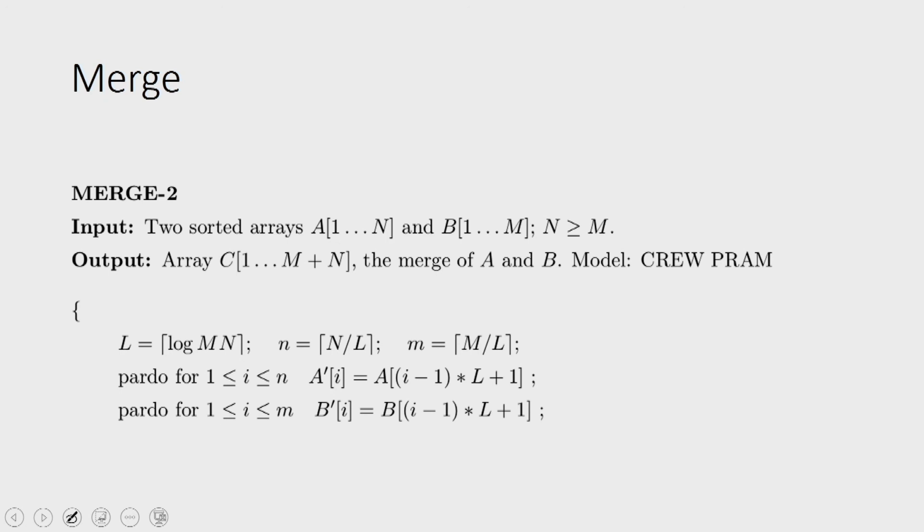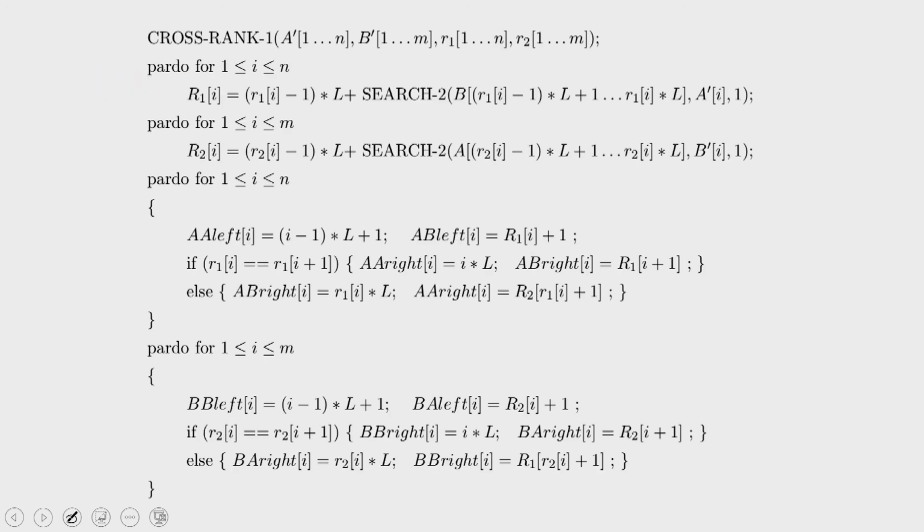Then in parallel, from the two arrays we pick out the leaders and populate A prime and B prime. A prime will consist of the first elements from every segment of A, and B prime will consist of the first elements from every segment of B. And then we cross rank the leaders. Let R1 and R2 be the cross ranks. Now every leader on the A side knows its segment within the other side.